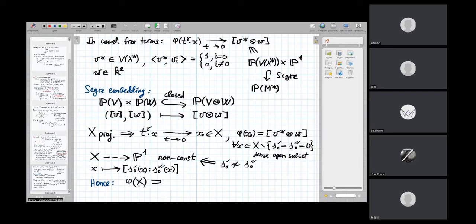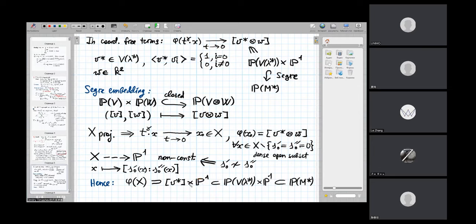So this image, phi image of X, contains the points of the following form. You take this point V star in brackets, in this projective space P of V lambda star, and take any point on the projective line P1. This sits in this product of two projective spaces, P of V lambda star cross P1, which is embedded in the projectivization P of M star by Segre. Okay. Well, why does phi of X contain the whole product variety, this whole projective line? Because this is just a point, and this is a projective line.